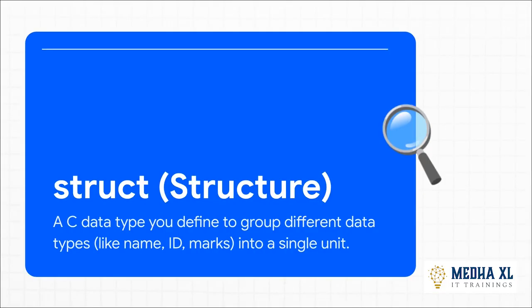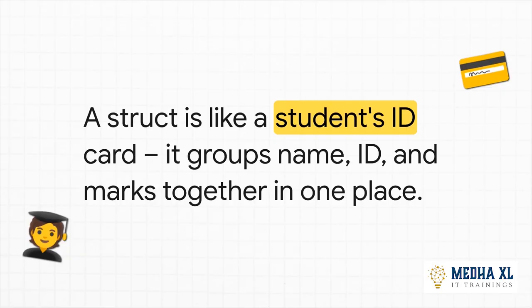So what is a struct, really? Well, the official definition calls it a user-defined data type. All that means is that you, the programmer, get to invent your own data type. You can bundle together a string of text, a whole number, and a decimal number, and package them all into one new thing. Think of a student's ID card. It's got a name, an ID number, maybe a photo, all totally different kinds of information. But they're all on that one card because they all describe one single student. A struct is just like that card.